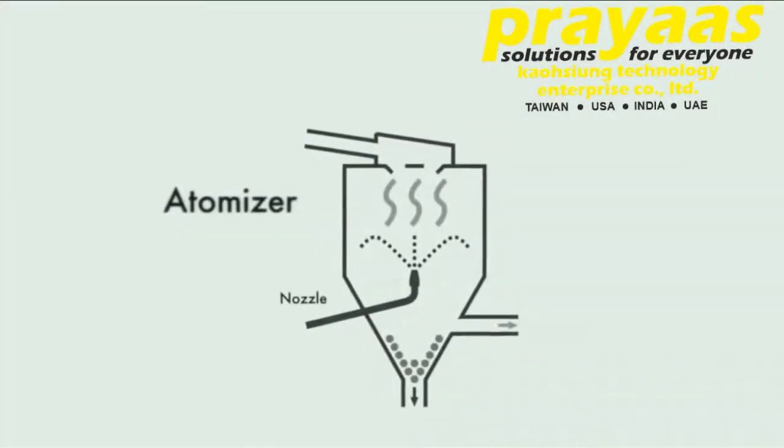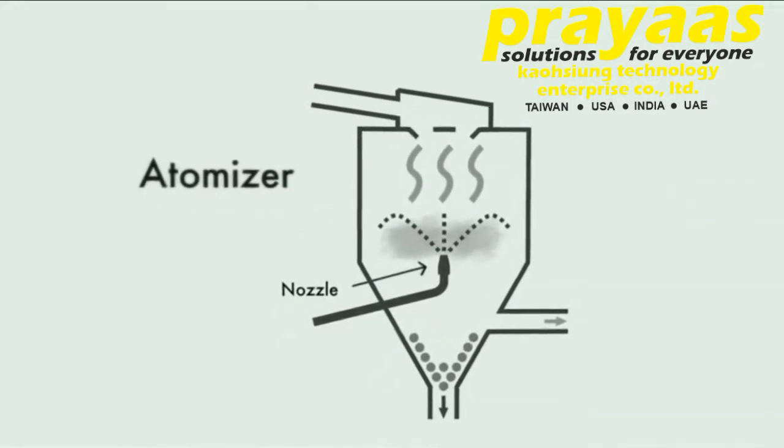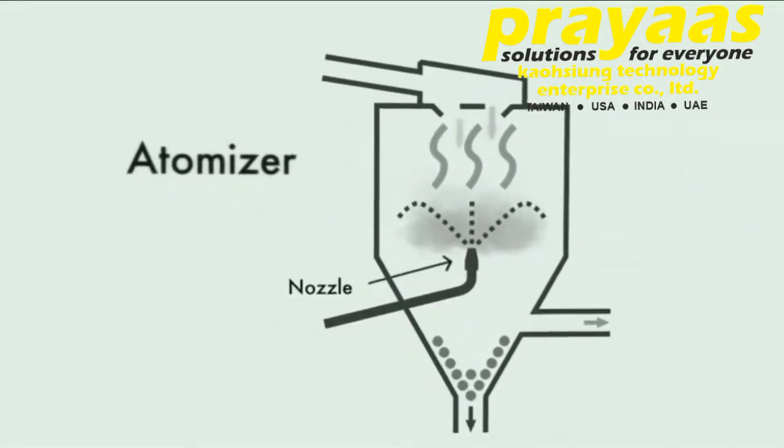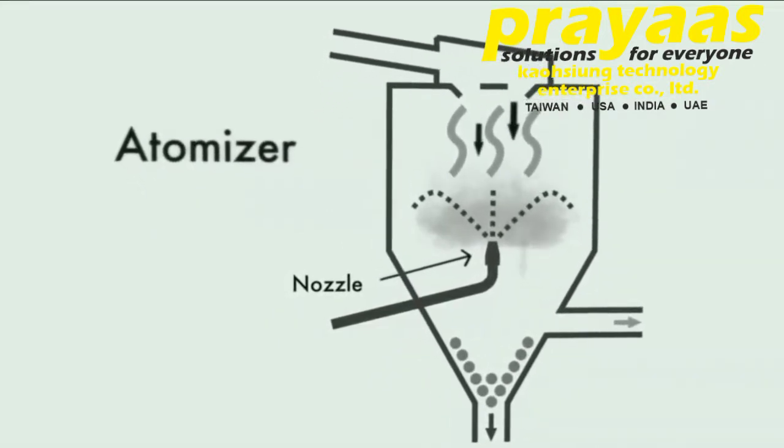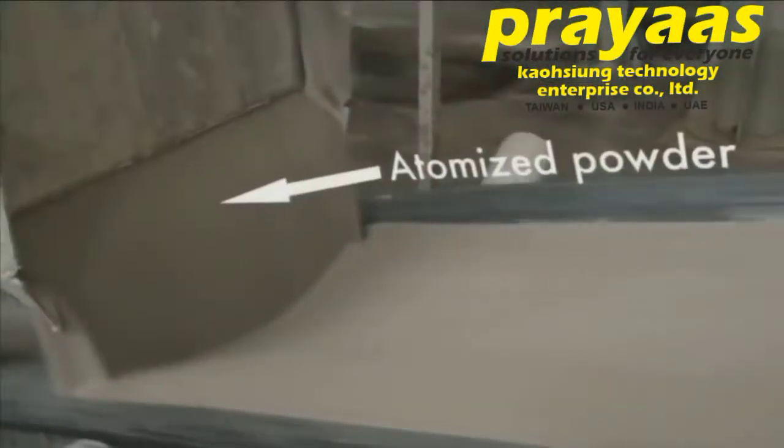The atomizer is equipped with a nozzle. The nozzle sprays the slurry into the middle of a large tank that is fed with a current of hot air. As the slurry becomes airborne, it rapidly dries to form atomized powder.